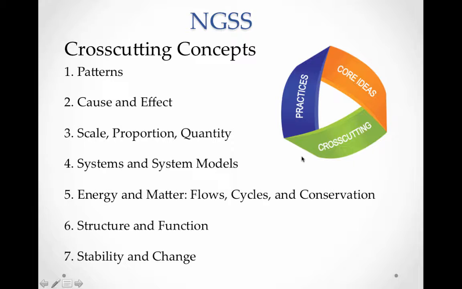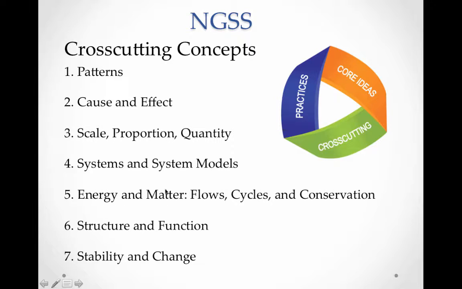The third of the Next Generation Science Standard dimensions are the cross-cutting concepts. So these concepts run throughout every science course and science itself. Our understanding of things is based on patterns, and science really is all about cause and effect. In science, we look at things that are on different scales, and we understand things better by looking at proportions, and also there are different quantities that we use to measure things in. We usually analyze systems in science, and often we create models using those systems.